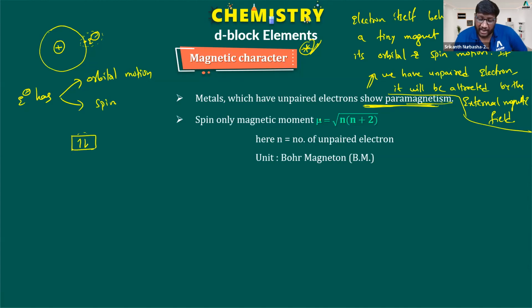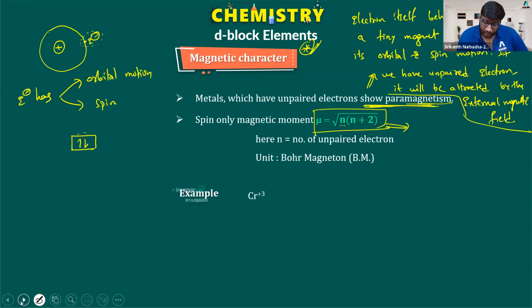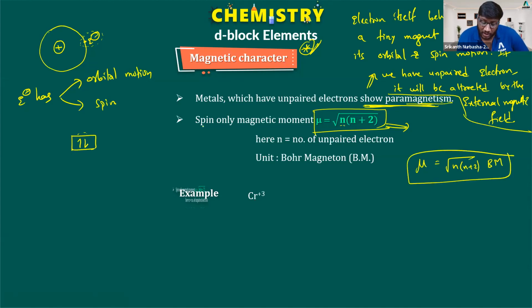And the spin only magnetic moment is given by the square root of n into n plus 2. What is n? n here stands for the number of unpaired electrons. BM is Bohr magneton, the unit of magnetic moment. Mu is equal to the square root of n into n plus 2 Bohr magneton. And if you look carefully, what is this called, students? Spin only magnetic moment.